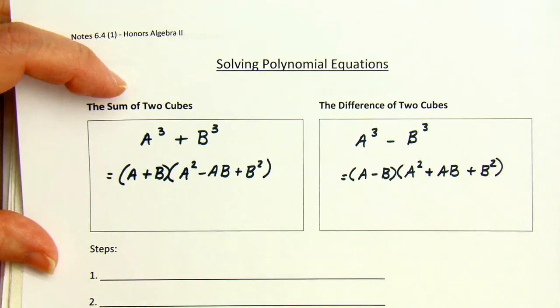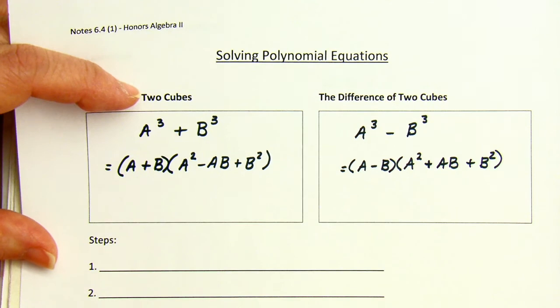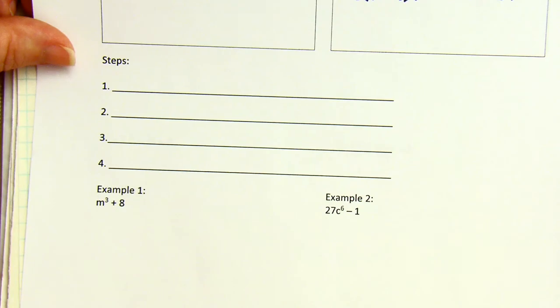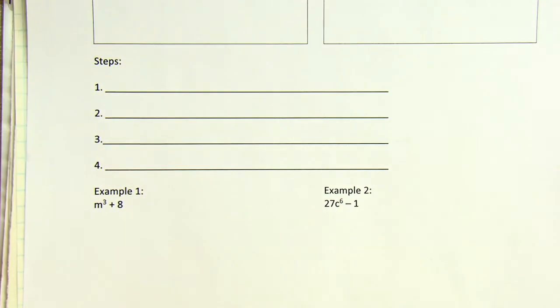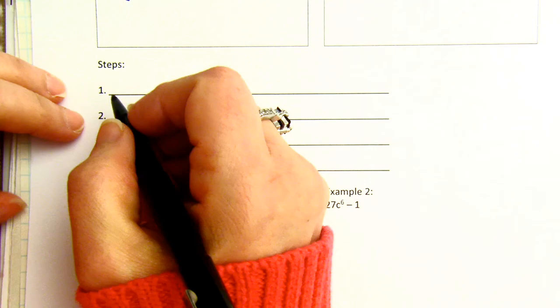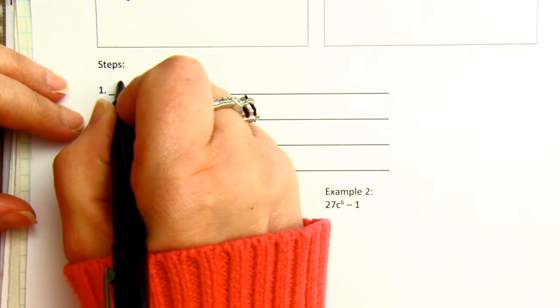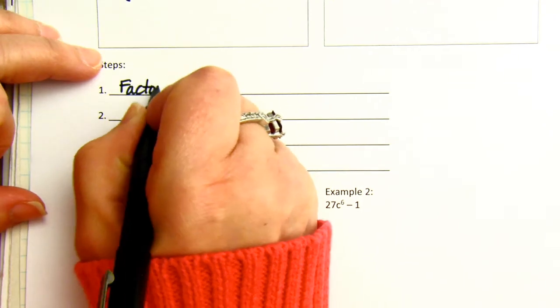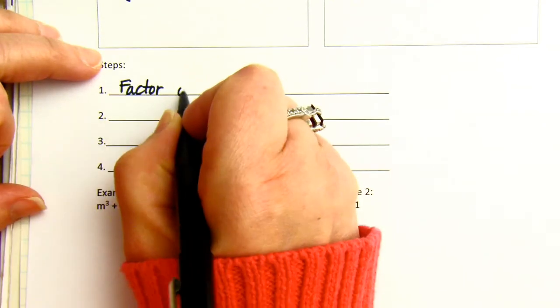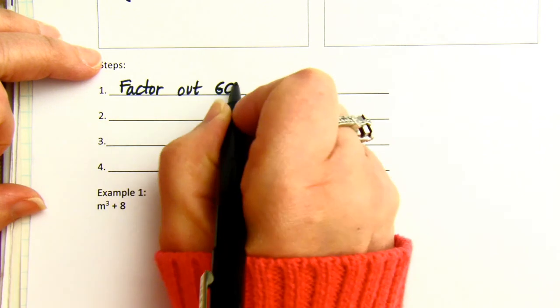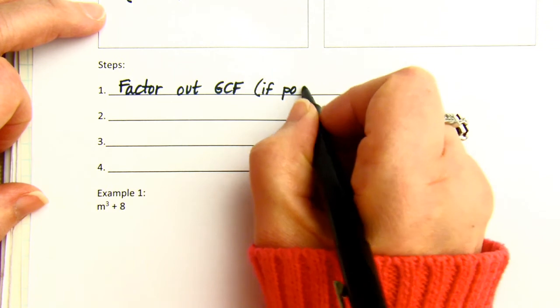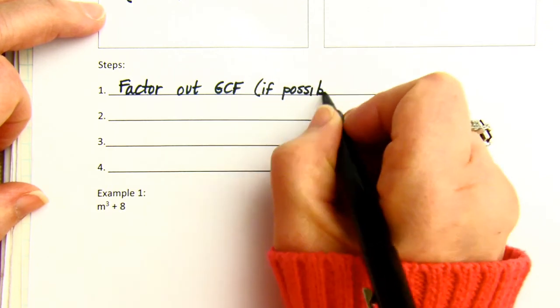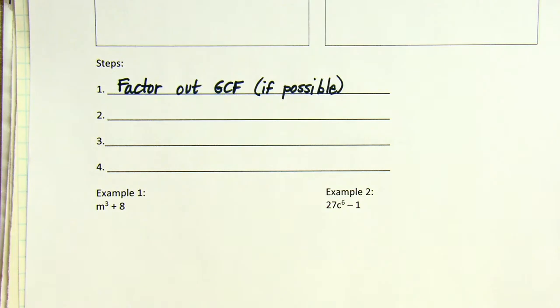All right, let's put in our steps. So for these problems coming up like these, examples 1, 2, and 3, you always look to factor out a GCF if possible. It's not always possible, but if it is, it really helps. And anyway, that's the first thing you're supposed to do with any factoring problem.